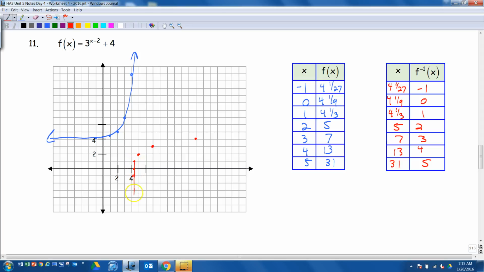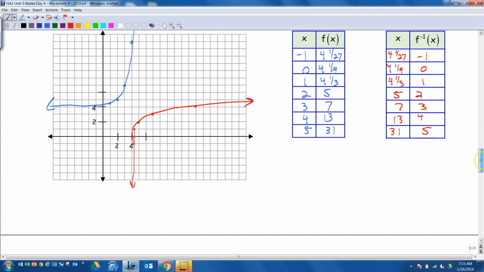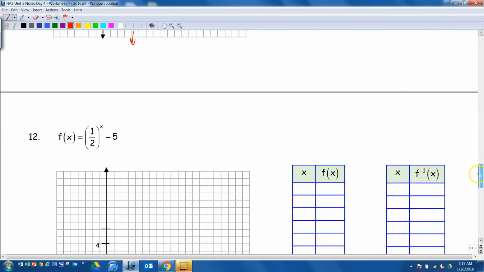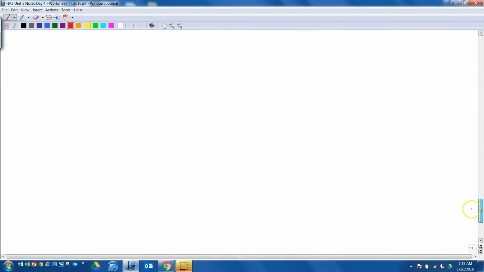Okay, so there will be an asymptote here, and then it'll go off forever. Okay? Alright. And again, the domain for this is x is greater than 4, y is all real numbers, whereas for the original, the domain was all real numbers, and the range was greater than 4. So. Oh, we got one more.